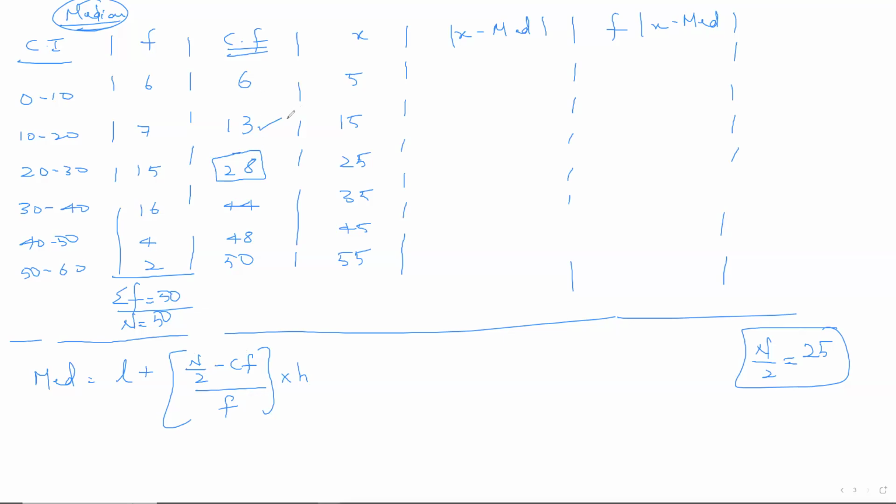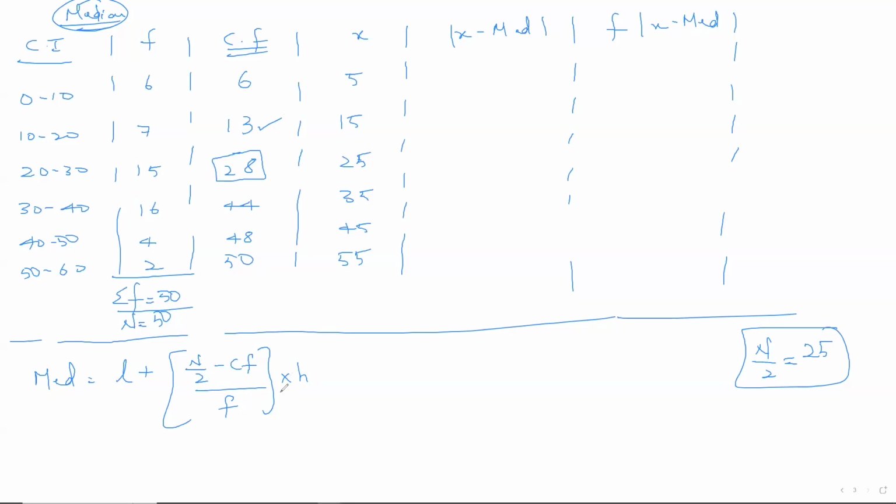The reason we put the tick to 13 is because N by 2's value is 25. We found that box, and on top of it, whatever it is, we put a small tick, because for this formula, the CF which I chose was 13. Getting it? That's the meaning of the tick. Once you tick it, your value of CF is done. Now focus. How many things am I supposed to find? I'm supposed to find the value of L, N by 2, CF, f, and h.